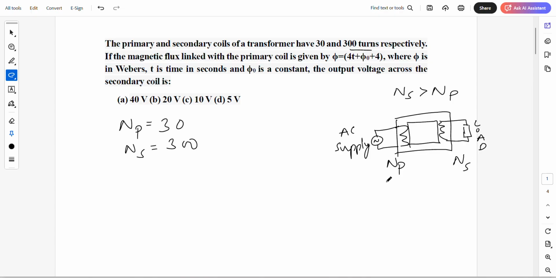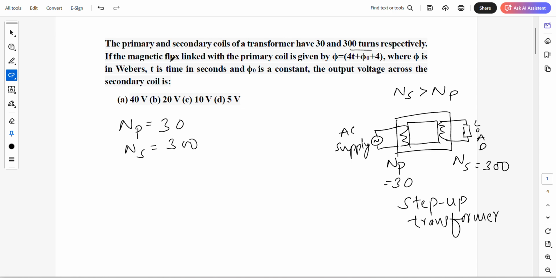Now here how many turns are given? 30. Number of turns in the primary is 30 and in the secondary is 300. Is this a step up or step down transformer? It is a step up transformer. Why? Because number of turns in the secondary are more. This is just for your knowledge. We'll proceed with the problem.